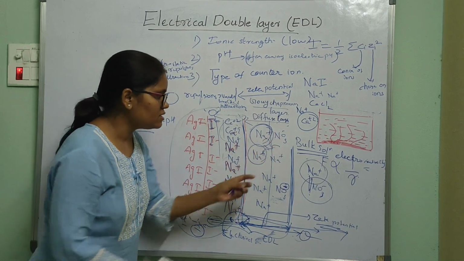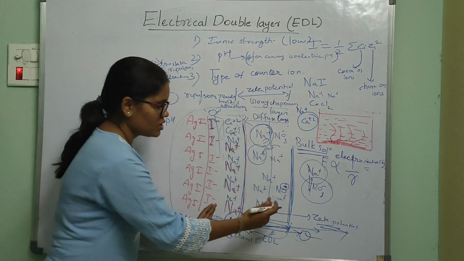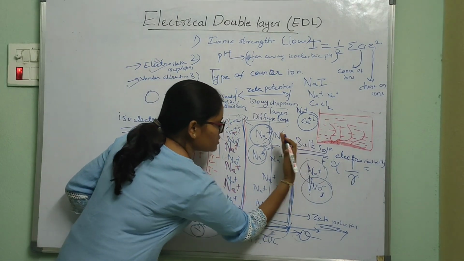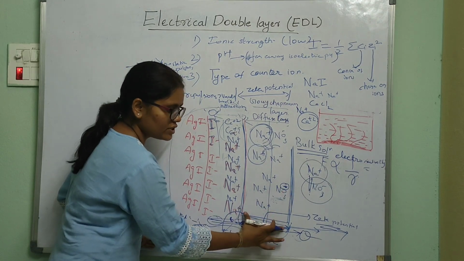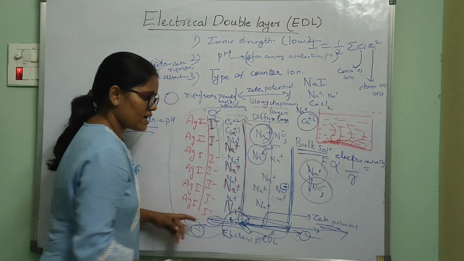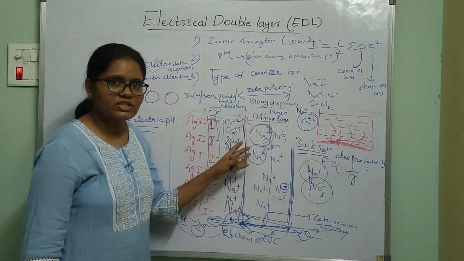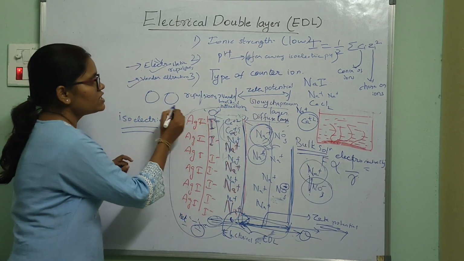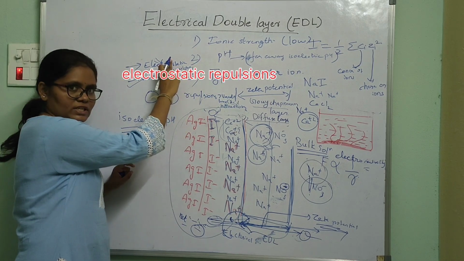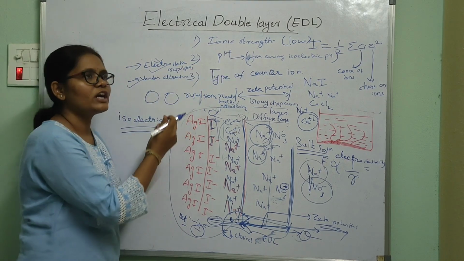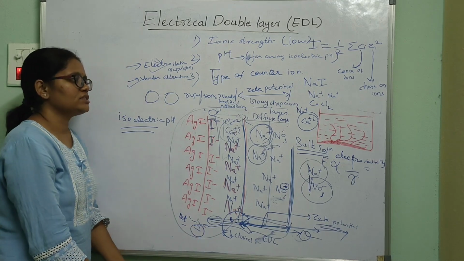As a result, fewer counter ions will be attracted towards the surface. So the length, or width, of the diffuse layer will decrease. As a result, zeta potential will decrease. What happens when zeta potential decreases? When zeta potential decreases, van der Waals interactions dominate over electrostatic interactions, and therefore the two particles come closer to each other and they can coagulate or precipitate.